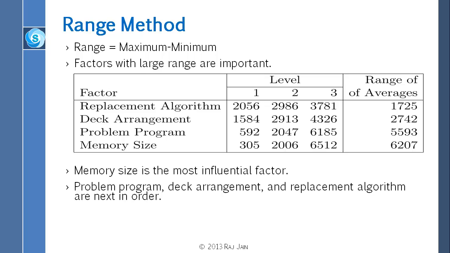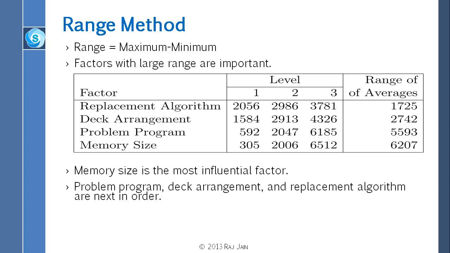With deck arrangement, it goes from 1584 to 4326, so the difference is 2742. The range of the averages actually is 2742, and similarly for all these others, for memory sizes and so on and so forth. Now when you notice this, you see that the memory size has a big range, then comes the problem program, and then so on and so forth. So you can say that the most important, most influential factor is memory size.